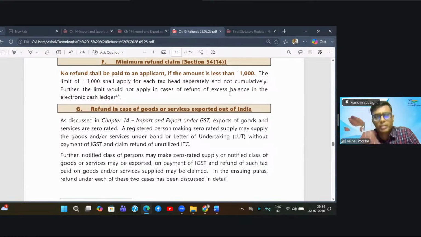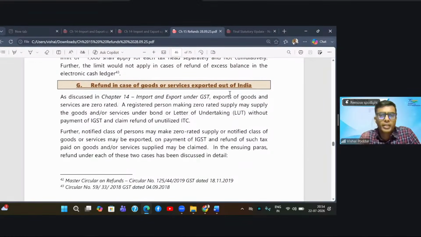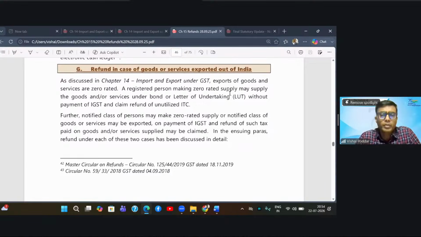Now, students, this condition has been relaxed. You will get that in the future as an amendment. Next, refund in case of goods or services exported outside India.